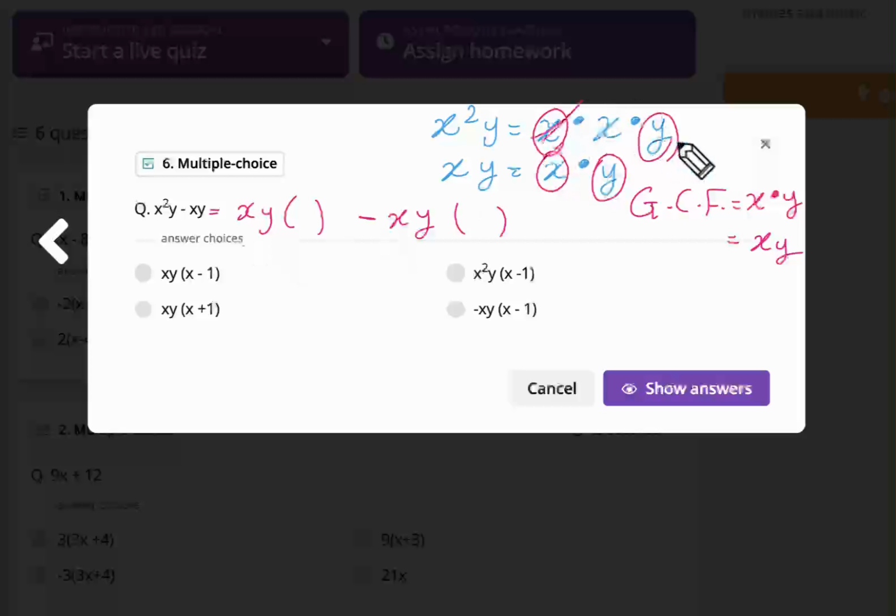In the first one, if you take out the x and y, what do you have left? Not 1, it's x. This x. And here, if we take out the x and y, we don't have anything left, so it's 1. Put 1. Okay, now factor out the common factor, xy. What do you have left in the parentheses? x minus 1. Exactly. So the correct choice is this one. Thank you, Salim.